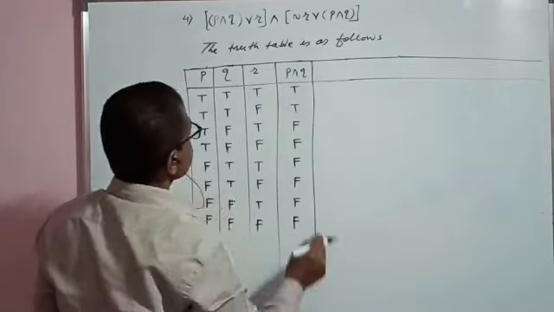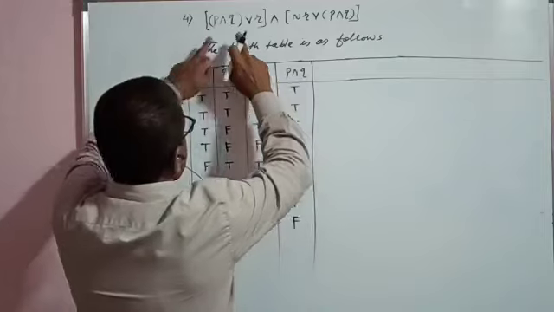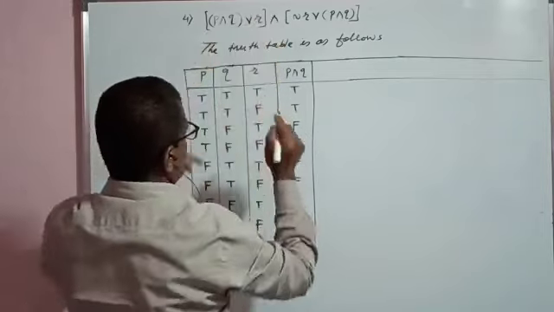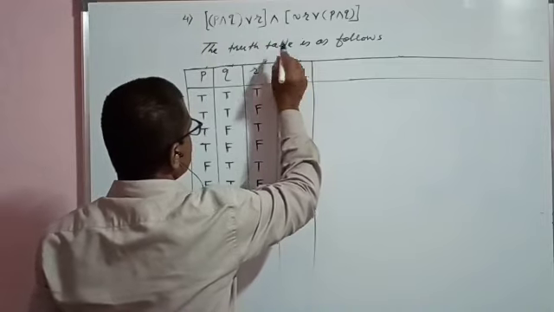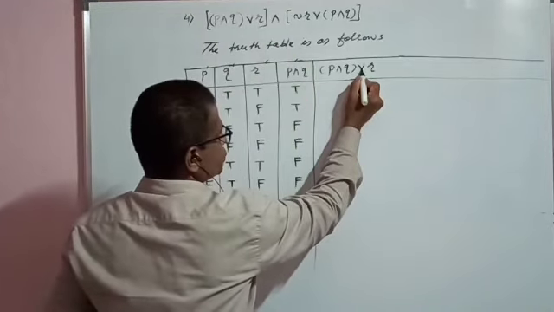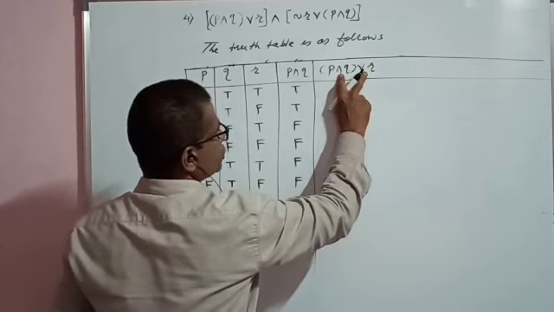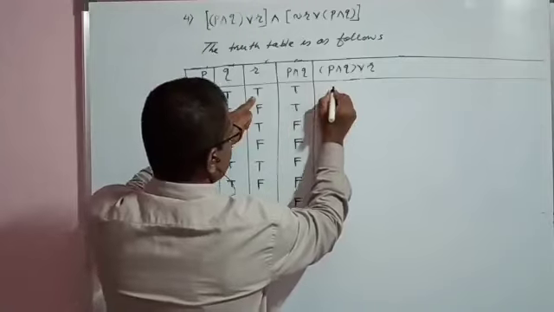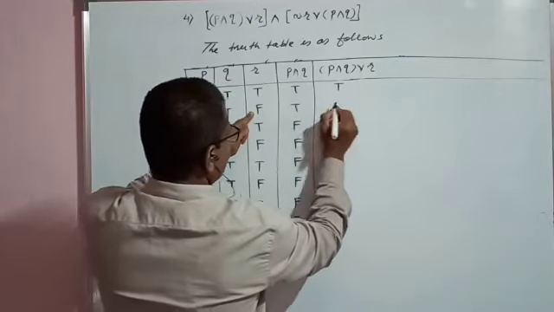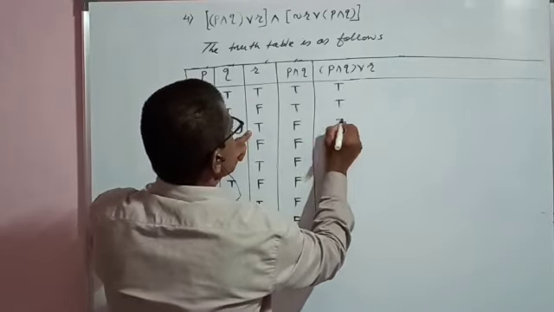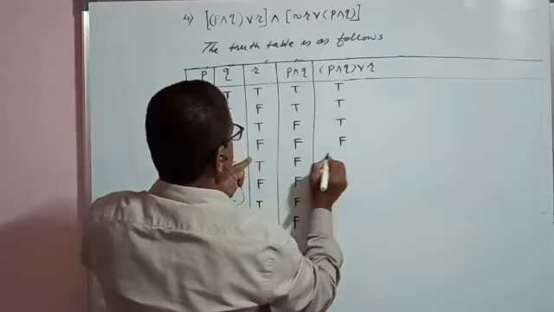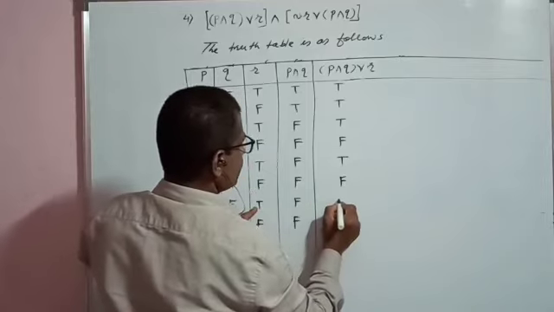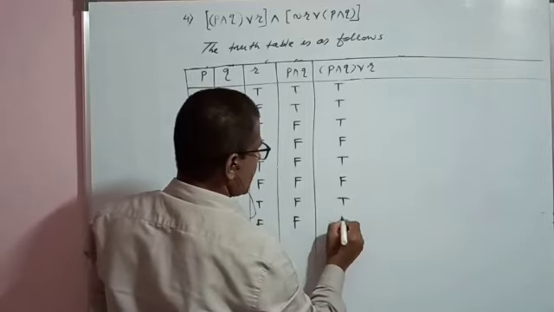Then take the disjunction of P conjunction Q and R. So disjunction of these 2 columns. Disjunction is true if any one of the 2 statements is true or both are true. Say T disjunction T is T, F T T, T F T, F F F, T F T, F F F, T F T, F F F.